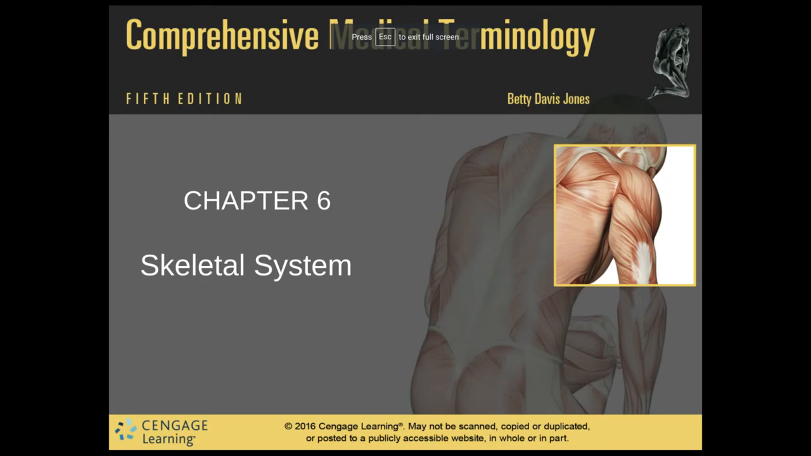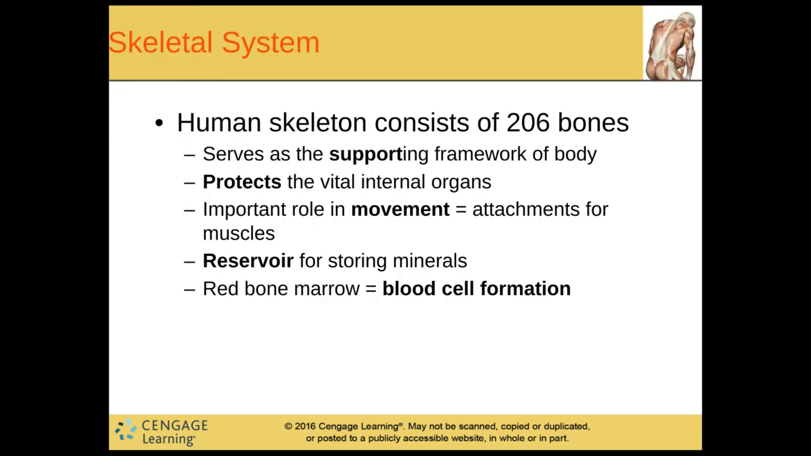Okay, guys, moving on to chapter 6, we're going to talk about the skeletal system. So the skeletal system is our bones, right? So the human skeleton consists of 206 bones. It serves as the supporting framework of our body.